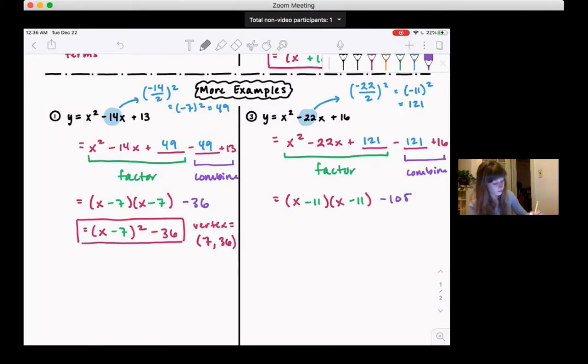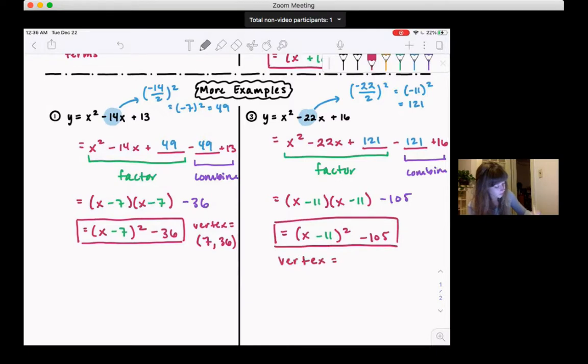Okay, x minus 11 times itself, that's the same as x minus 11 all squared. And then we still have minus 105, and we're now in vertex form. Awesome. Okay, and then the last thing we can do is give the coordinates of the vertex. So our x-coordinate is the number in the parentheses, and we flip the sign, so it's negative 11 in the parentheses, and in the vertex it will be positive 11. The y-coordinate is the number outside, and we don't flip the sign for the y-coordinate, so we get minus 105.